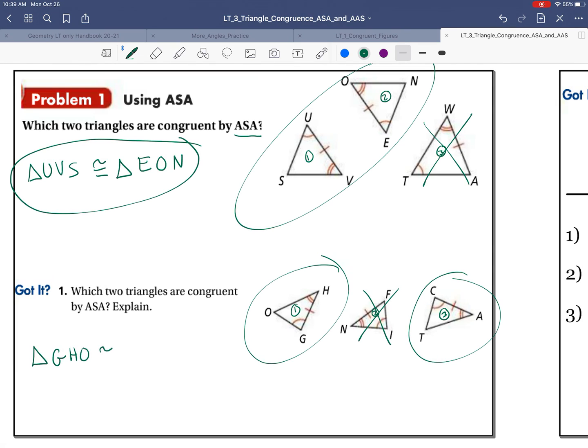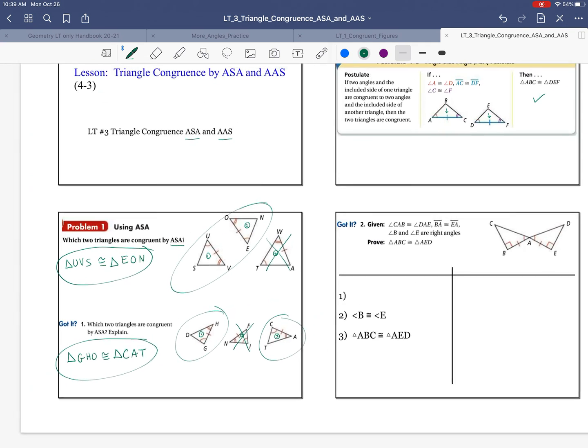And let's write our congruent statement. Triangle GHO is congruent to, how must you write the other one? Well, if I started with G, I have to start with C. And then H corresponds with A, and then T. And that's your congruent statement.